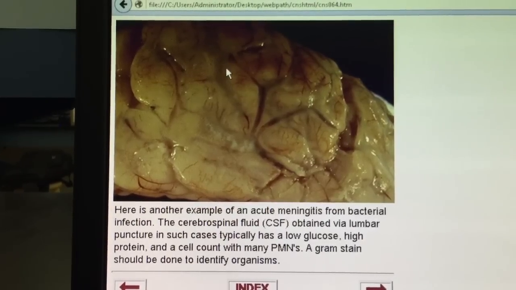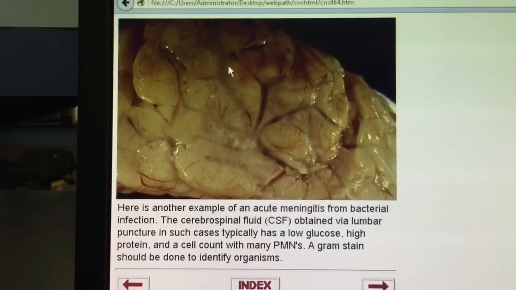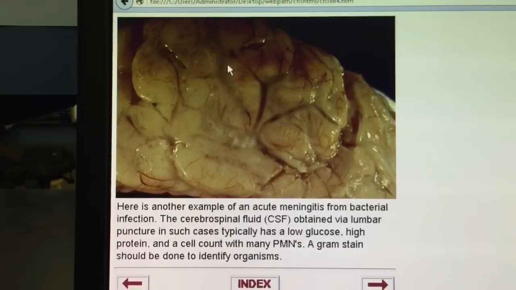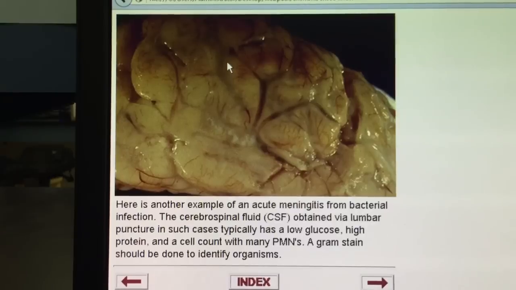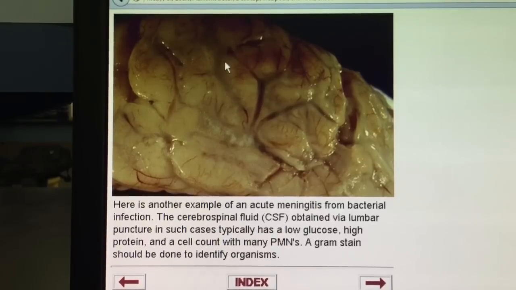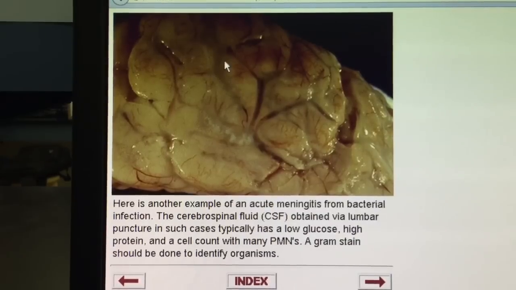If we suspect the patient has acute bacterial meningitis, we should do a cerebrospinal fluid analysis through a lumbar puncture. Then we'll see if there is high or low glucose, high or low protein. And we should see if there are neutrophils or mononuclear cells. Then we should do a Gram stain to identify which organism this is.